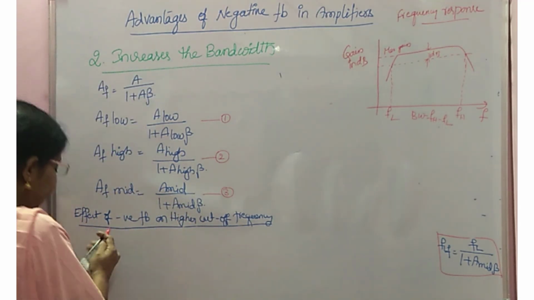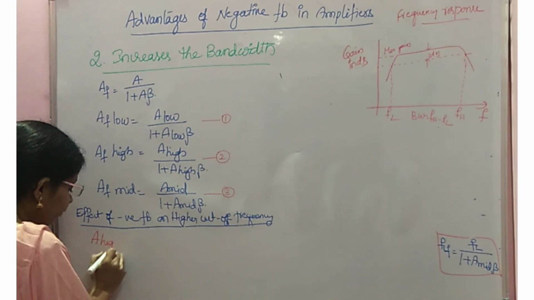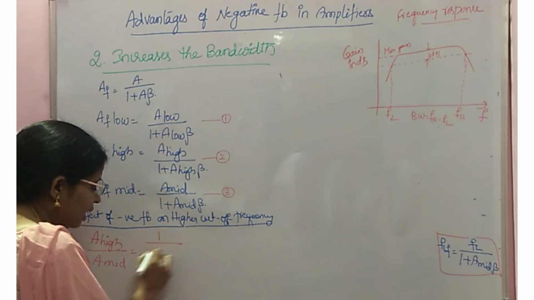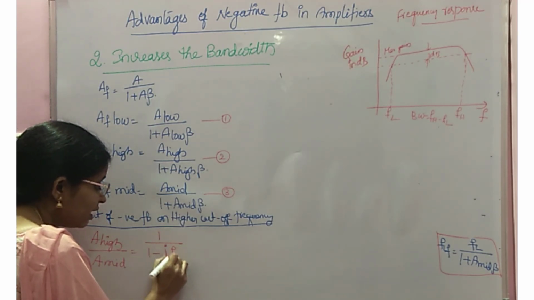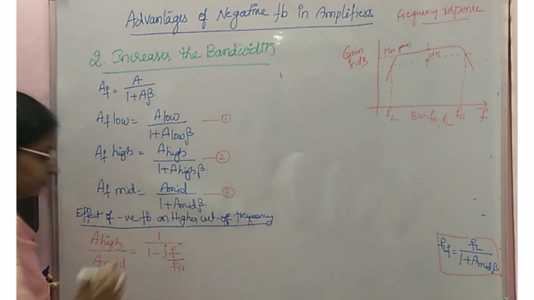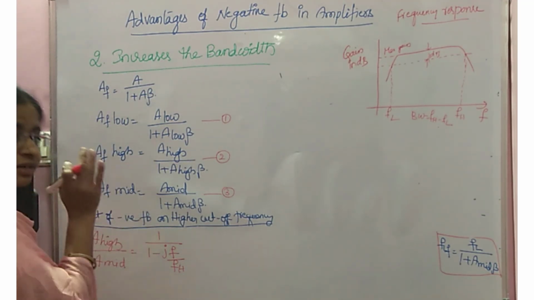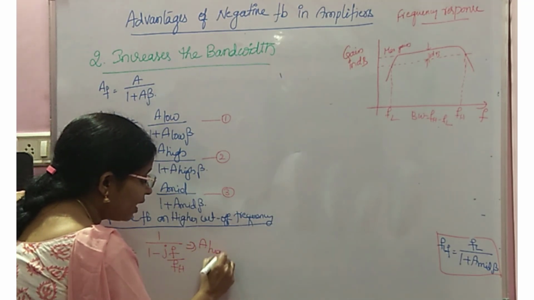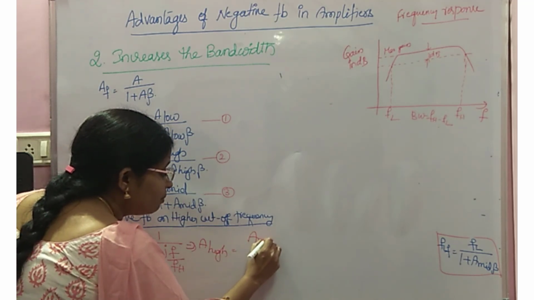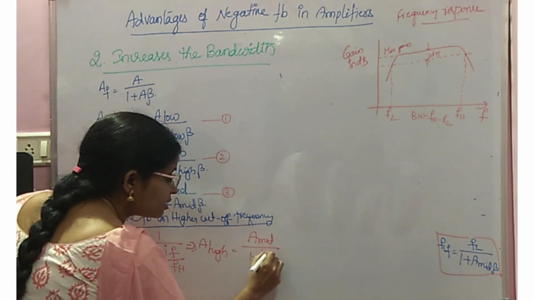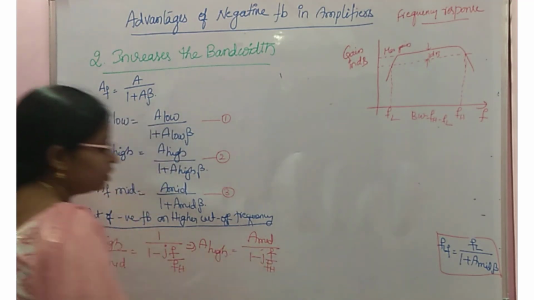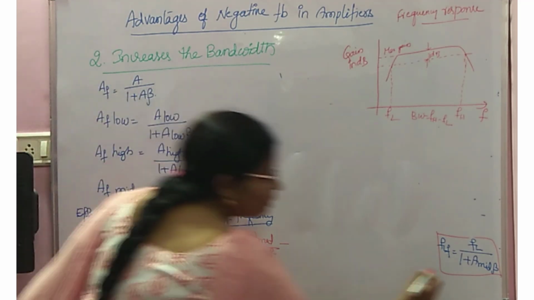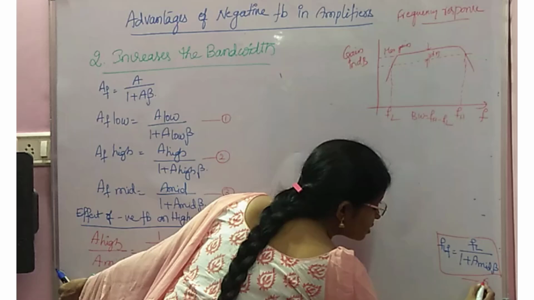That is, A high by A mid is equal to 1 by 1 minus J F by FH. This is the existing relation, we are using it. So now you will get A high is equal to A mid by 1 minus J F by FH. Let it be equation number 6.